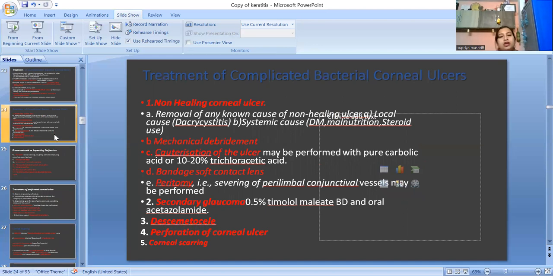Treatment of complicated bacterial corneal ulcer, such as non-healing corneal ulcer: first, removal of any known cause of non-healing corneal ulcer, which may be a local cause, like dacryocystitis, or a systemic cause, like diabetes mellitus, malnutrition, or steroid use. Second, mechanical debridement. Third is cauterization of the ulcer, which may be performed with pure carbolic acid or 10 to 20% trichloroacetic acid. Fourth is bandage soft contact lens, and fifth is peritomy, that is, severing of perilimbal conjunctival vessels, which may be performed. Secondary glaucoma can be treated with 0.5% timolol maleate given in BD dose or acetazolamide. Descemetocele, perforation of corneal ulcer, and corneal scarring are other complications which should be treated accordingly.